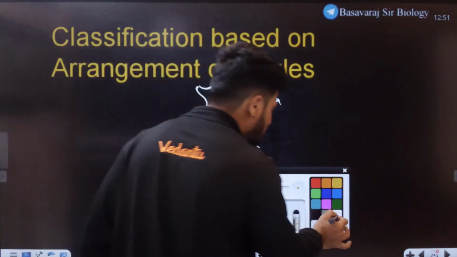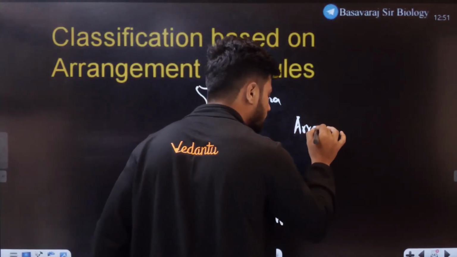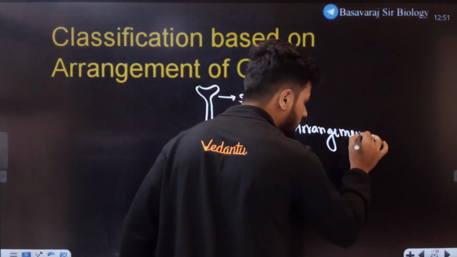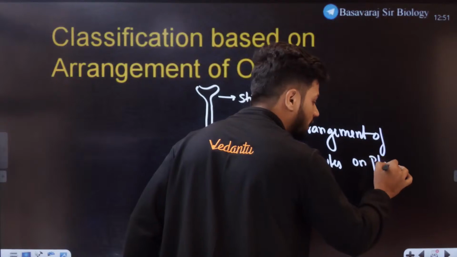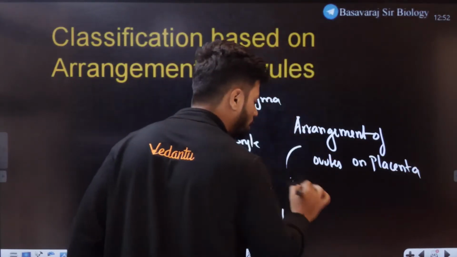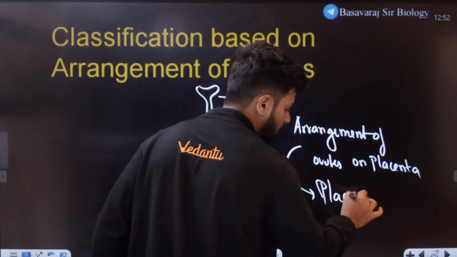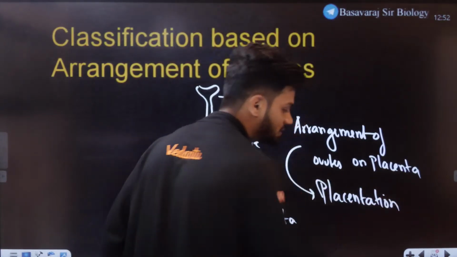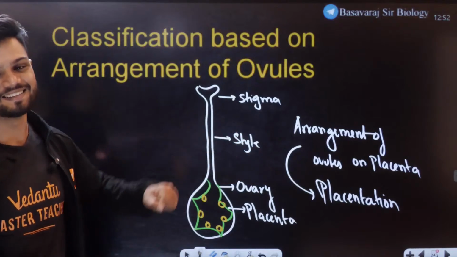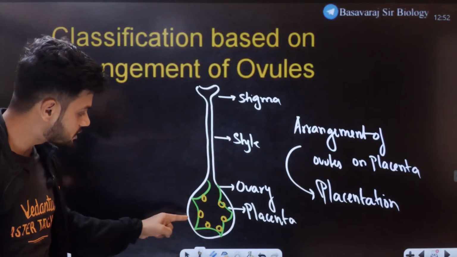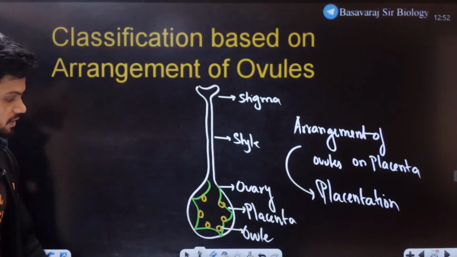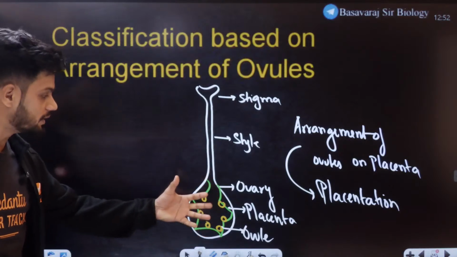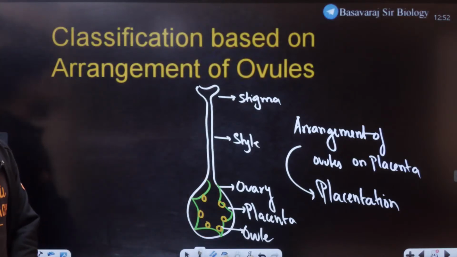Arrangement of ovules on placenta is called as placentation. So arrangement of ovules, this right here is ovules. Arrangement of ovules on the placenta is called as placentation. Nice, no?